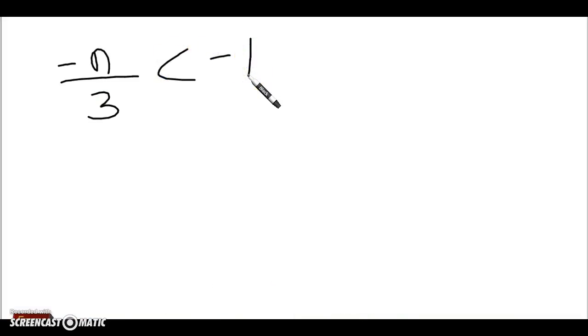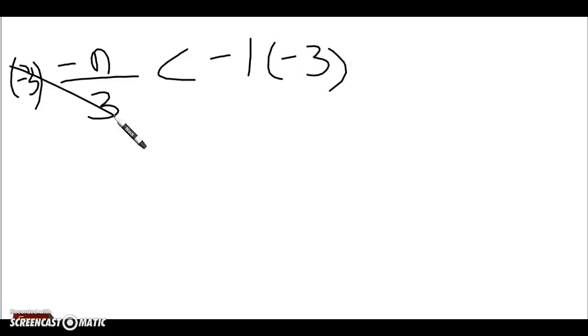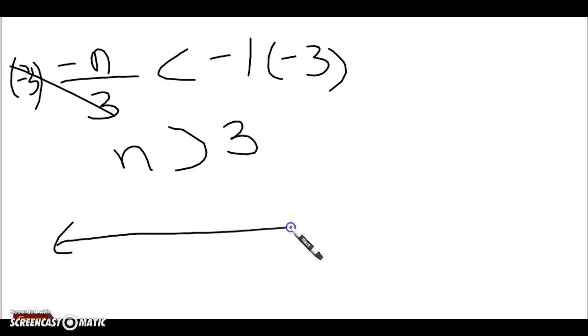Okay, so again, I want to multiply by negative 3, and I want to multiply by negative 3 because I don't want to have my negative n there. I want a positive n. And so here my 3's cross out, so it's my negative, and I'm left with n. Whenever I multiply by a negative, my inequality flips, and negative 1 times negative 3 is positive 3. And so then I go to my number line.